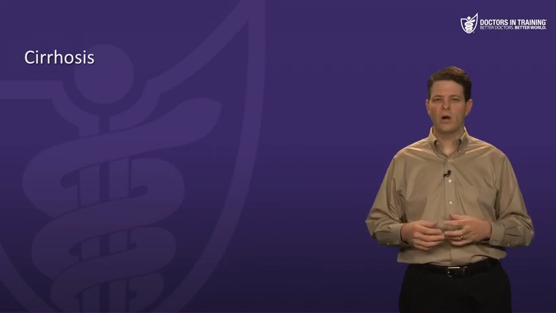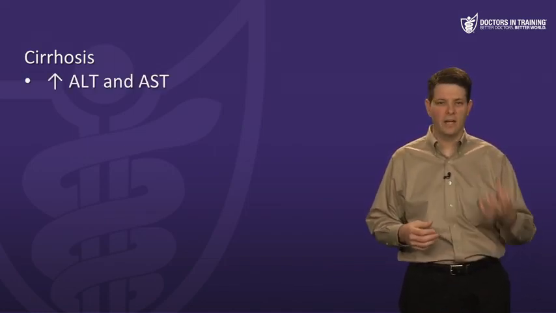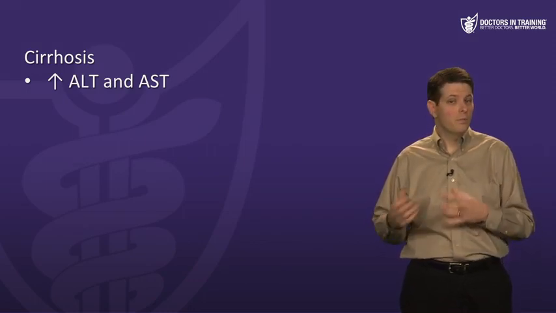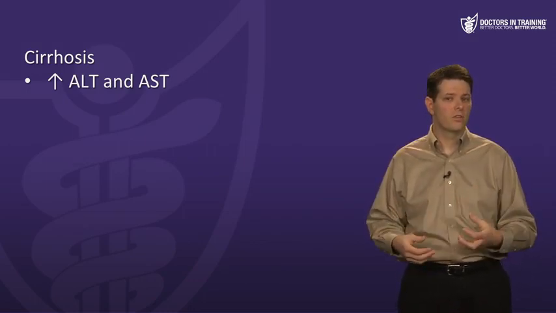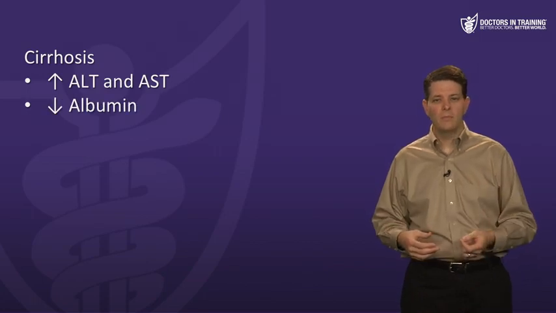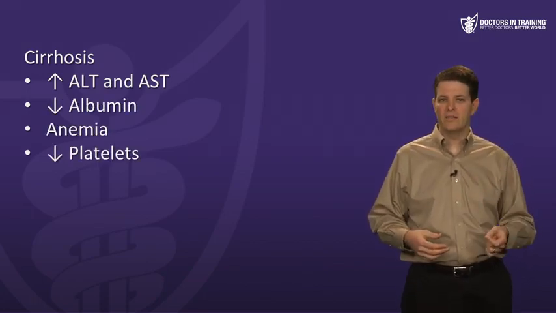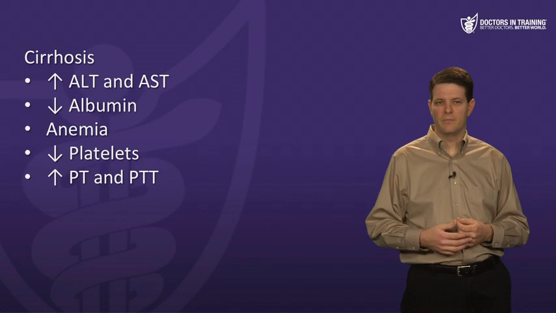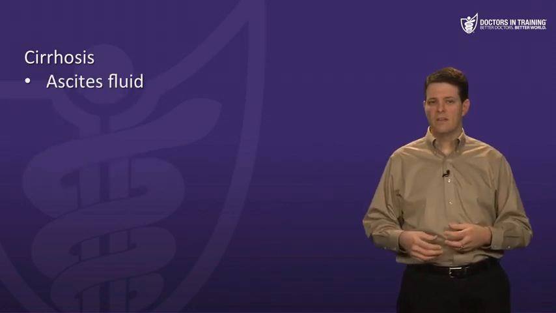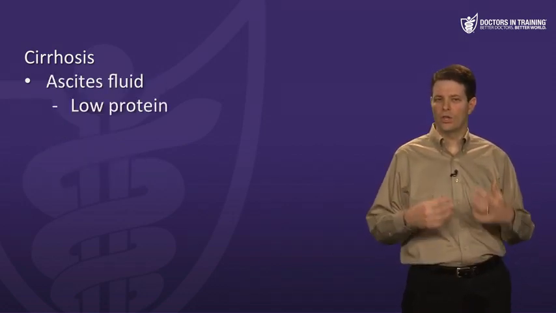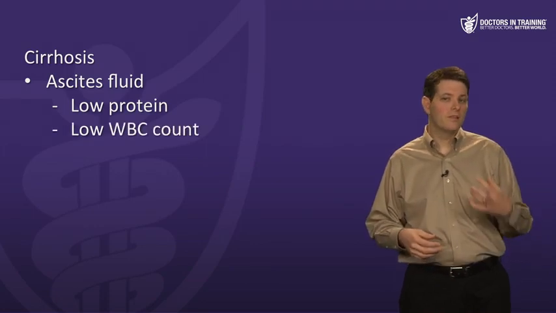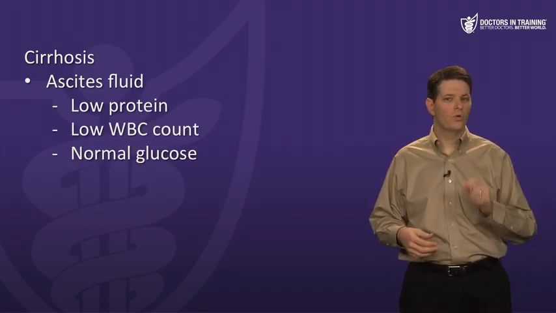Now, just like we saw with alcohol-related disease, cirrhosis can cause elevated AST, elevated ALT, or these labs could be normal or even decreased as the cirrhosis gets more severe. You might see low albumin, anemia, low platelets, and prolonged PT and PTT. If you did a paracentesis, the ascites is going to be a transudate, so it's going to have low protein, and also a low white blood cell count in the fluid, but the glucose is normal in the fluid. We usually start imaging with an ultrasound, which is going to show a small nodular liver.